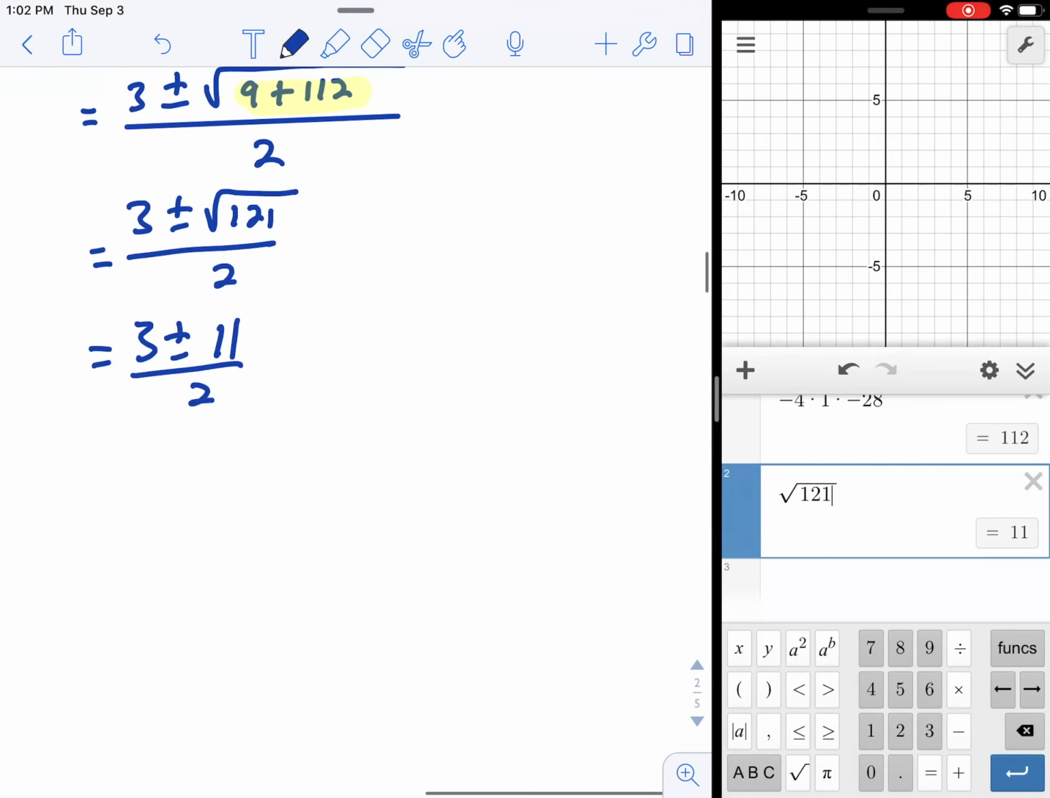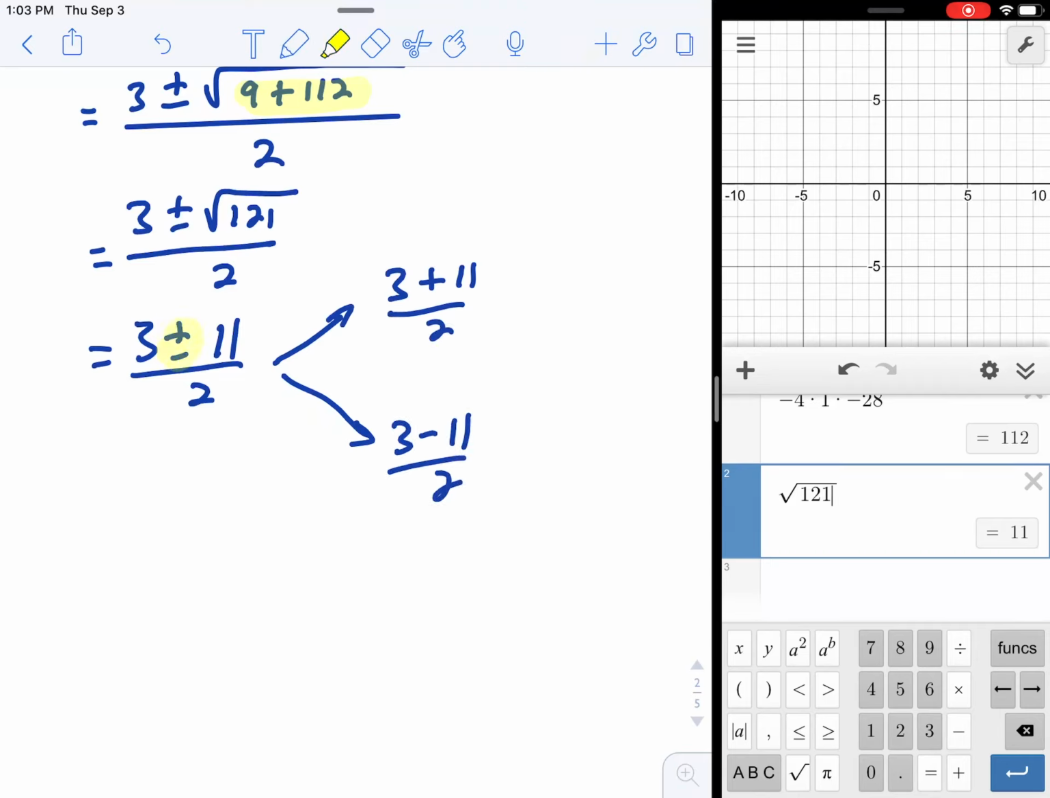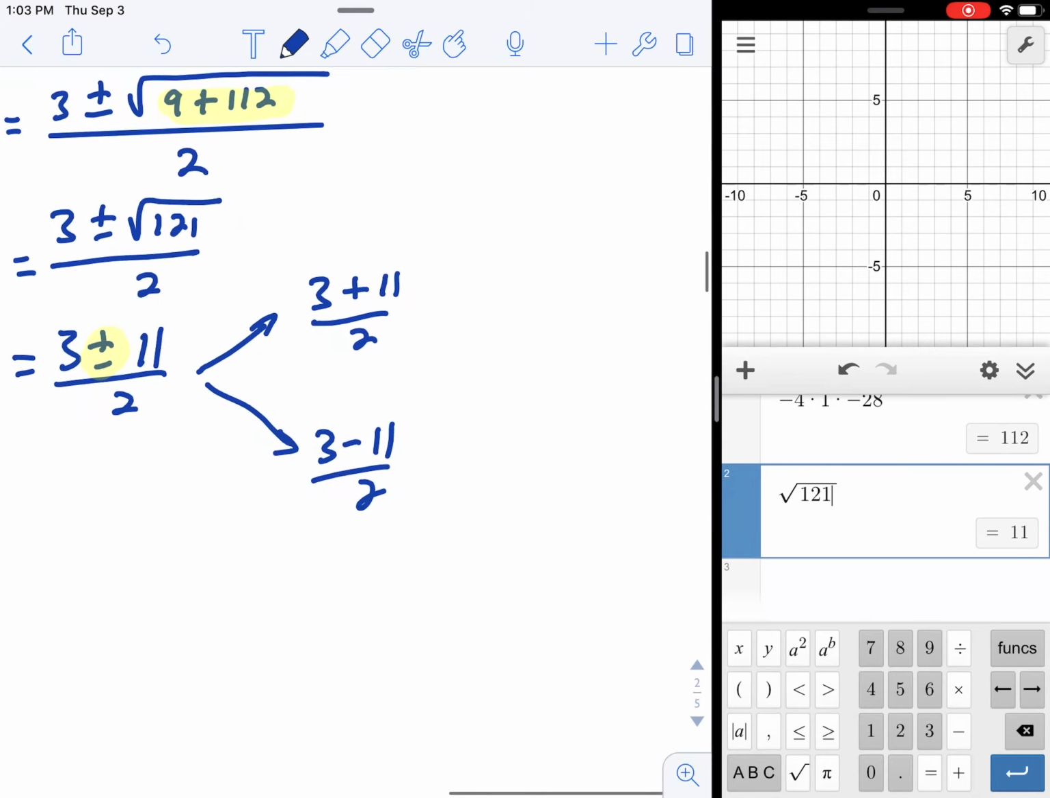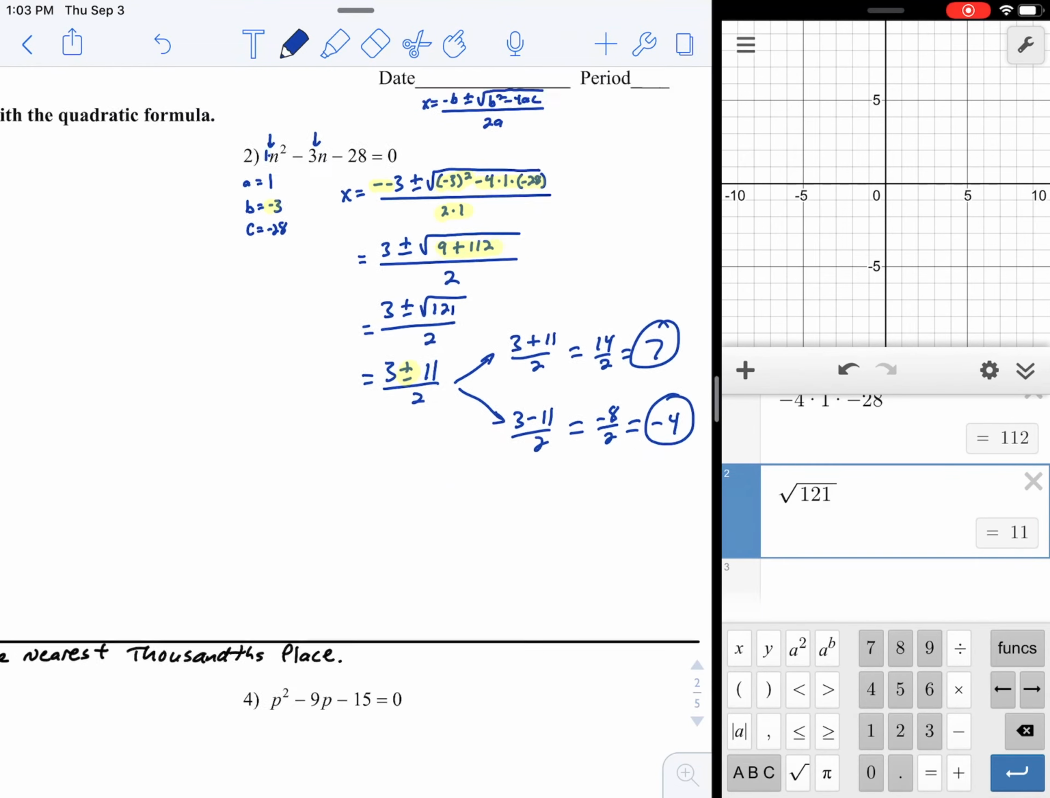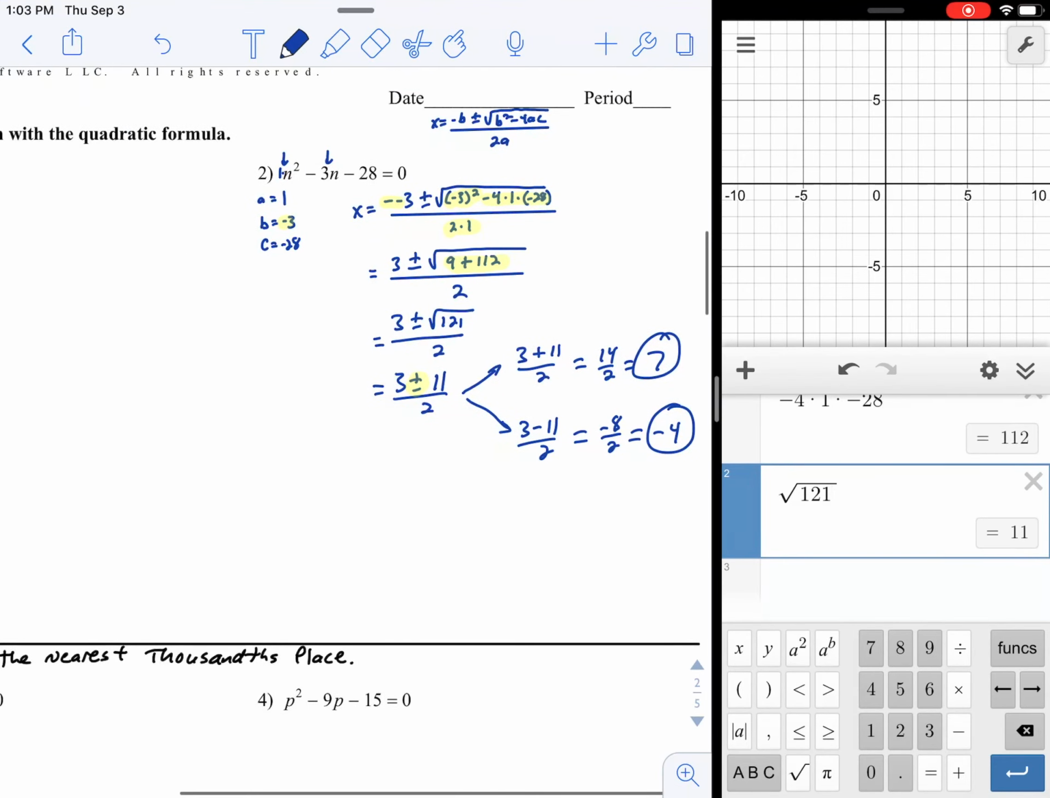And then here I split into 2 branches. I'm going to do 3 plus 11 over 2 and 3 minus 11 over 2. So this is where that plus minus becomes 2 math operations, and it's going to lead us to 2 answers. 3 plus 11 is 14 halves. 14 halves is 7. And 3 minus 11 is negative 8 halves. Negative 8 divided by 2 is negative 4. And those are the 2 answers, 7 and negative 4.